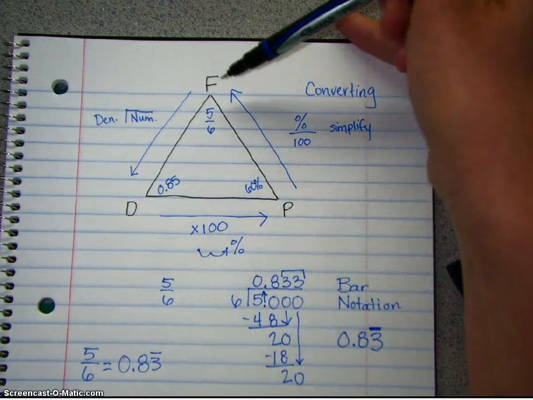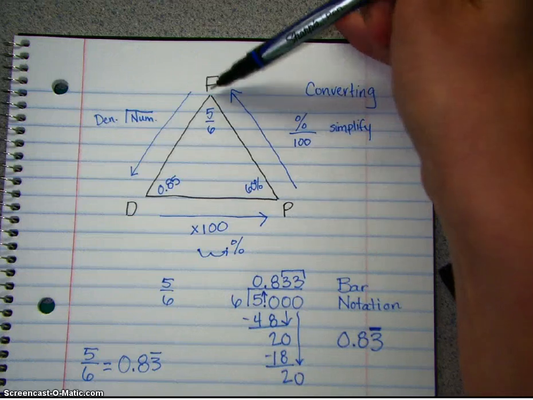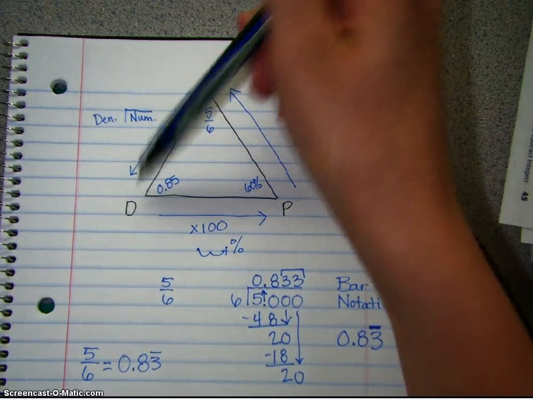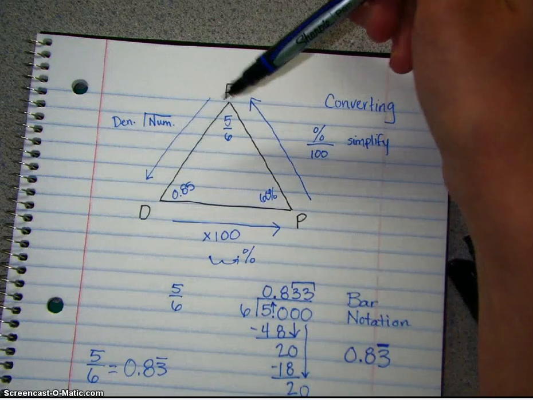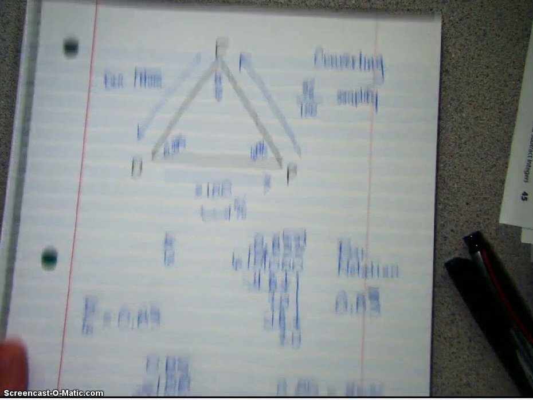Once again, this little graphic is helpful in determining what my process is going to be. But what if I need to get from a fraction to a percent? I would have to go from fraction to a decimal and then to a percent. So sometimes we might use more than one step here. Okay, so I'm going to give you some practice problems.